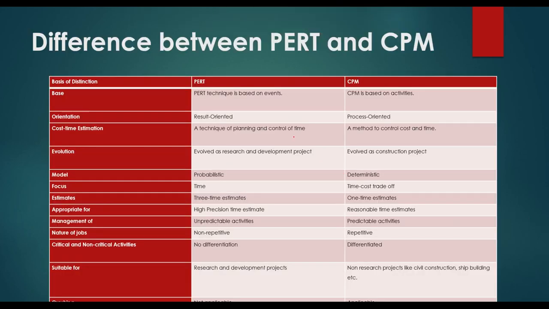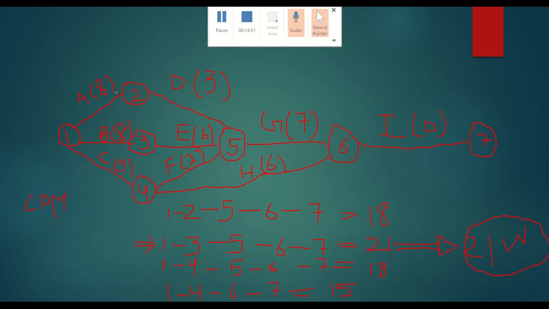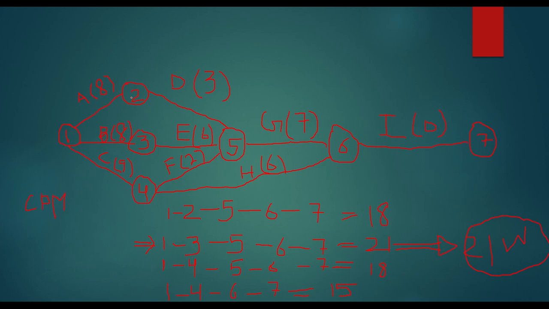So now on the basis of whatever we have discussed in networking technique and PERT and CPM, we'll understand the difference between PERT and CPM. So the first difference between PERT and CPM is PERT technique is based on events, right? So PERT is basically an event based approach. Events are like 1 to 2, which we have discussed. I'll just show you again. So here PERT is event based, like 1 to 2. PERT focuses on 1 to 2, 2 to 5. But CPM is based upon these activities like A, D, E, G, I, right?